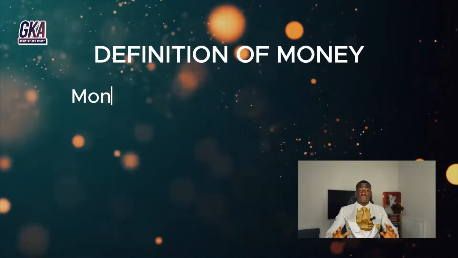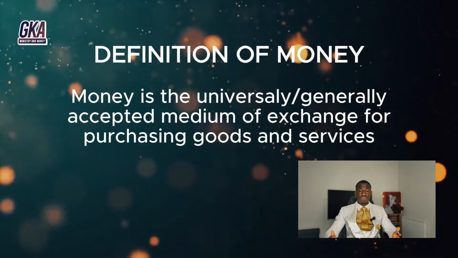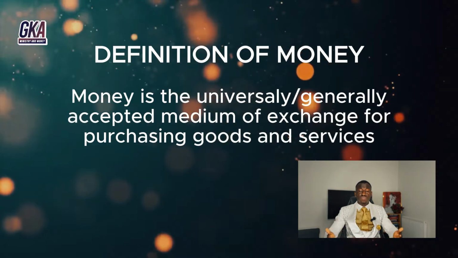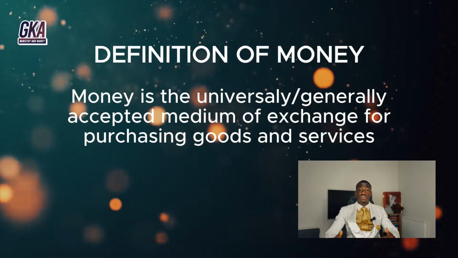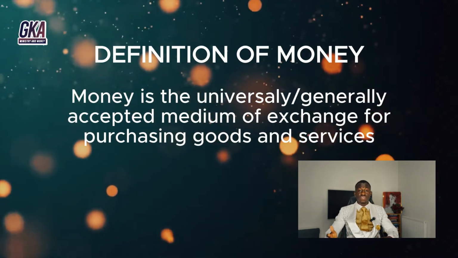You need to remember the definition of money. What did we say money is? Money is basically the universally or generally accepted medium of exchange for purchasing goods and services. So the goods or the services you offer to get money in exchange is what we are talking about.